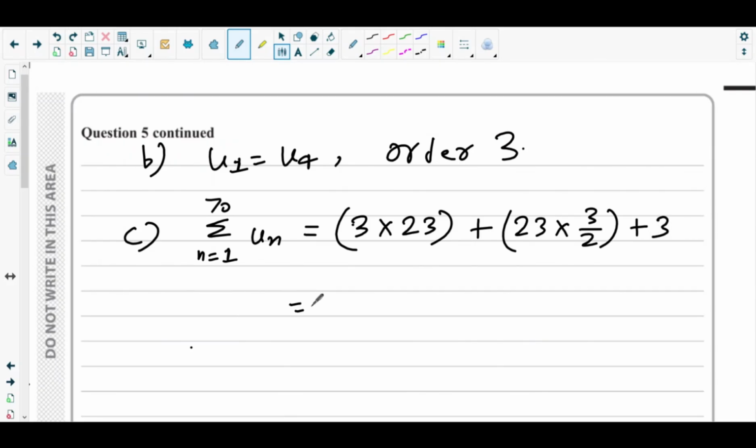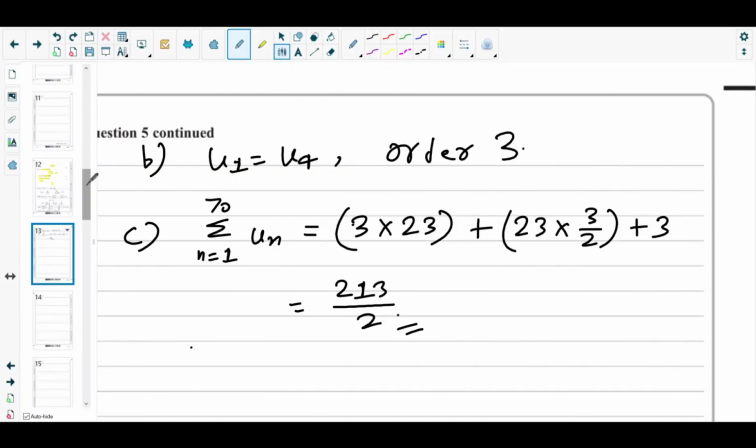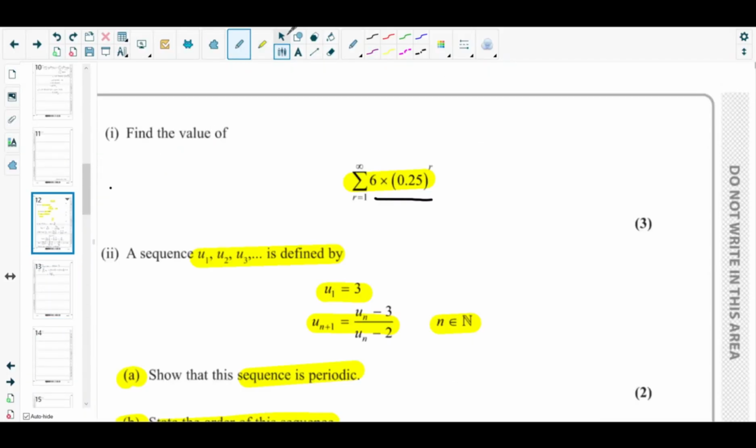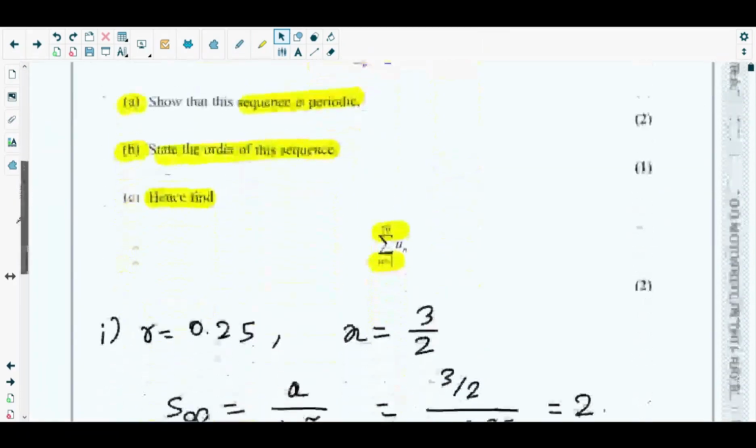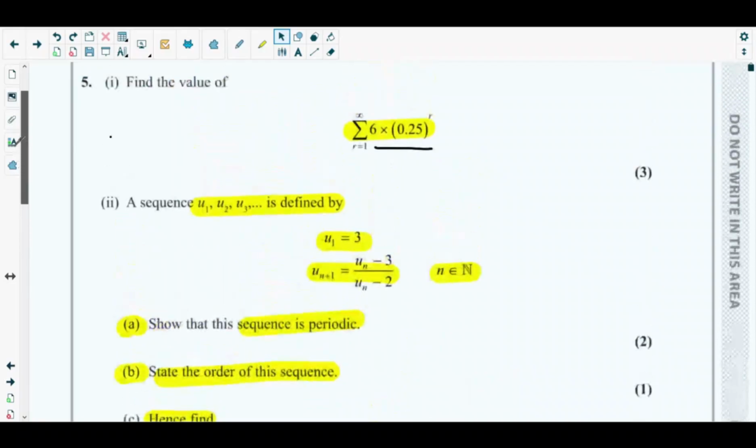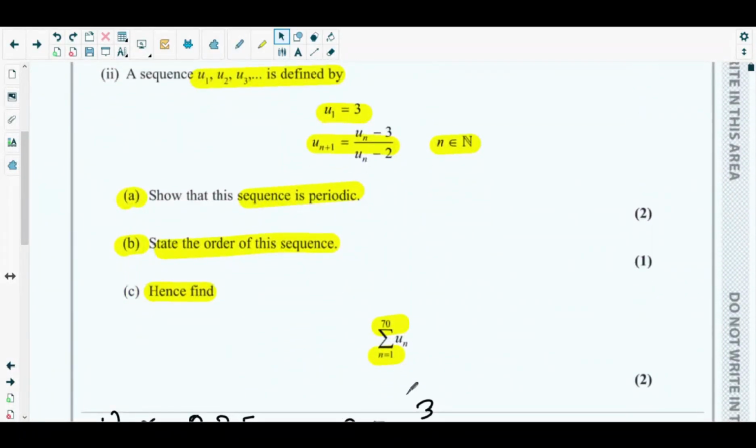Okay, so 23 times 3 plus 3 over 2 times 23 plus 3. So this is 213 over 2. 213 over 2. This is the summation for u of n from n equals 1 to 70, and that's what the question 5C has asked for. And that's the end of question number 5 from January 2024 Pure Mathematics 2 paper.